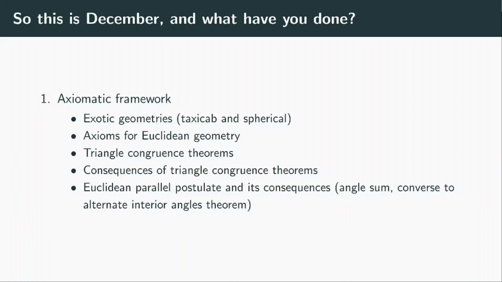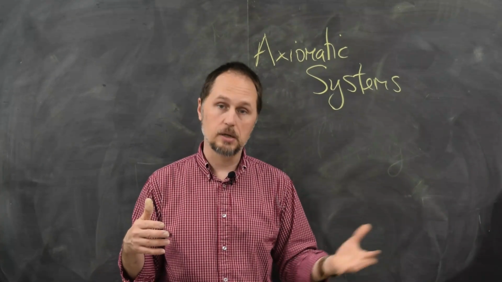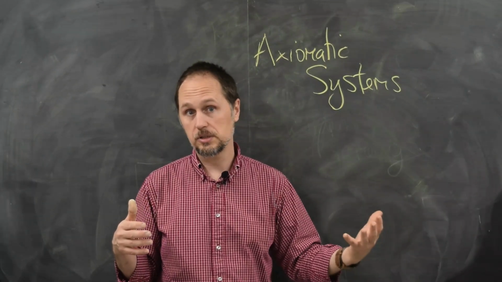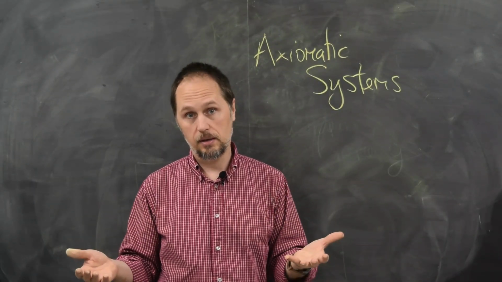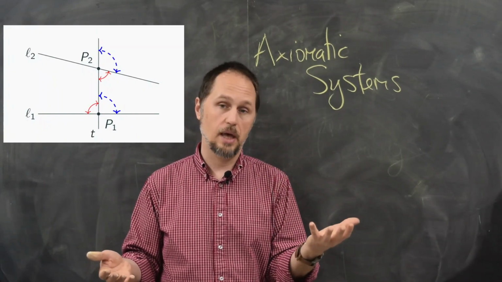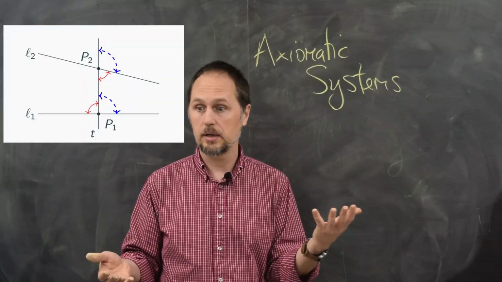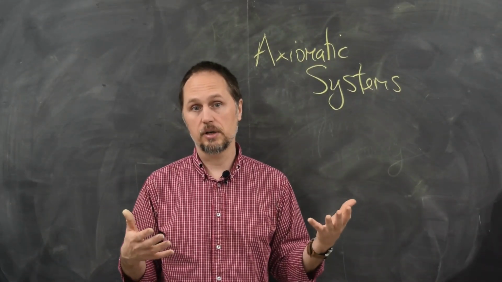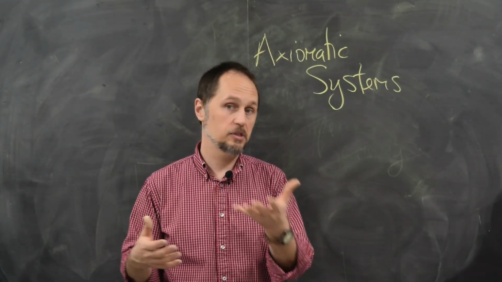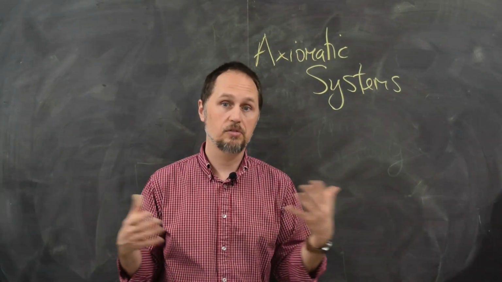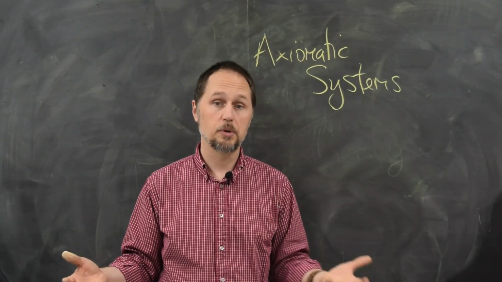And then we talked about axiomatic systems for Euclidean geometry and looked at triangle congruences, the parallel postulate of Euclidean geometry and its consequences, notably the converse to the alternate interior angles theorem coming out of that, and also the angle sum of a Euclidean triangle. And we looked at how these ingredients fit together for solving some problems. So for instance, one of my favorite things that we saw was the pointwise characterization of the perpendicular bisector.